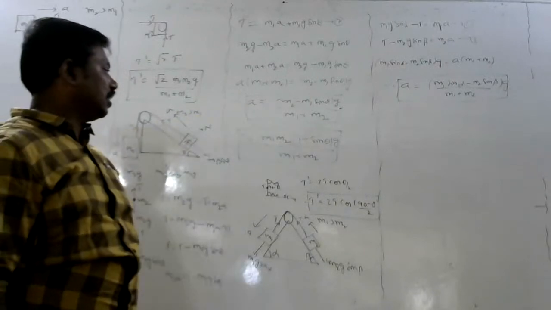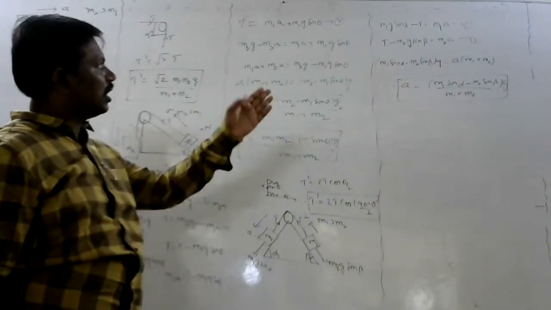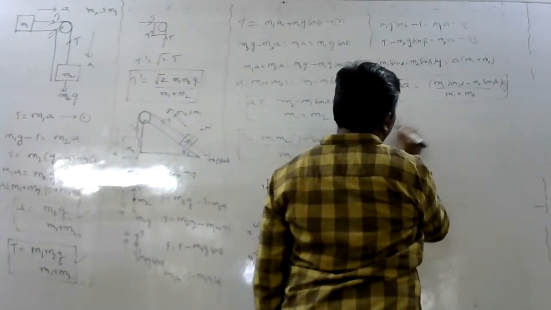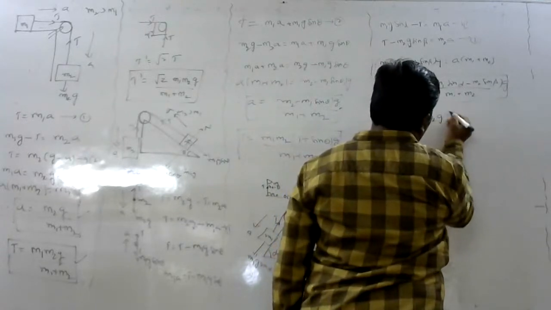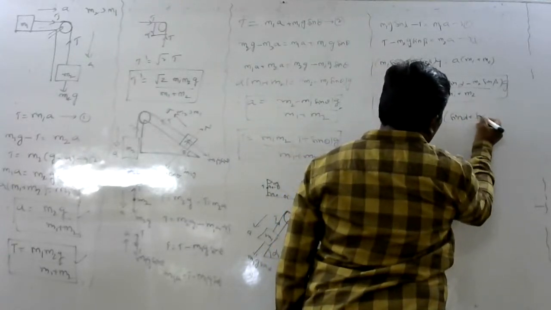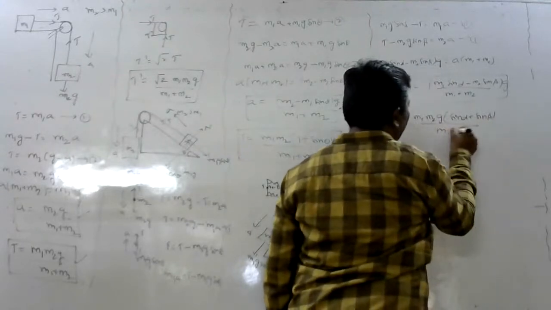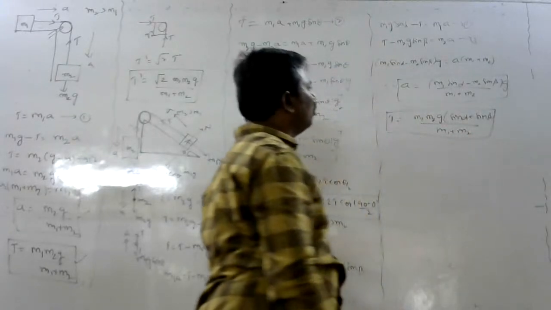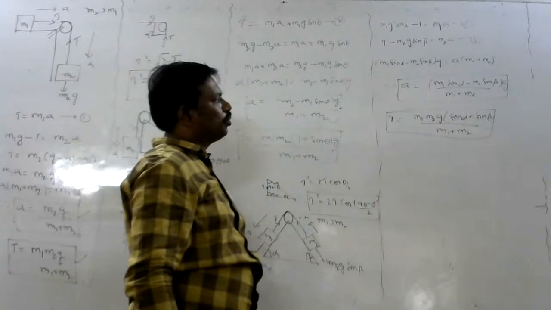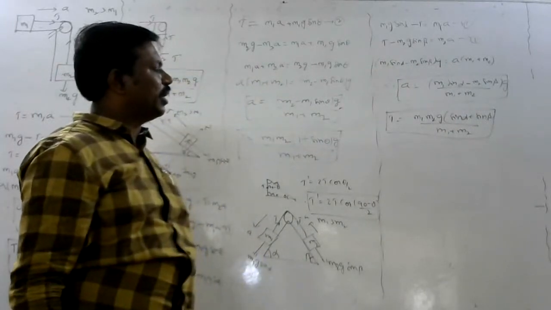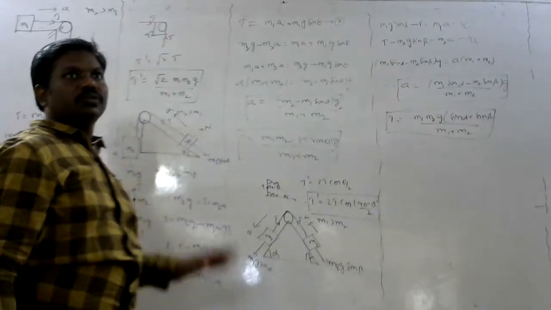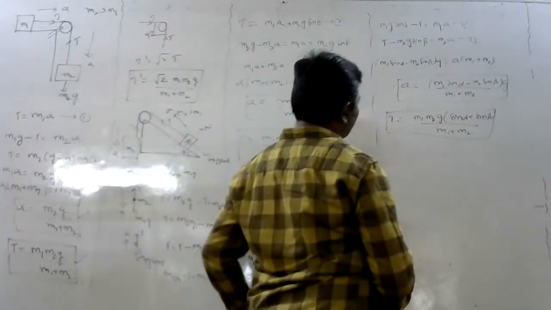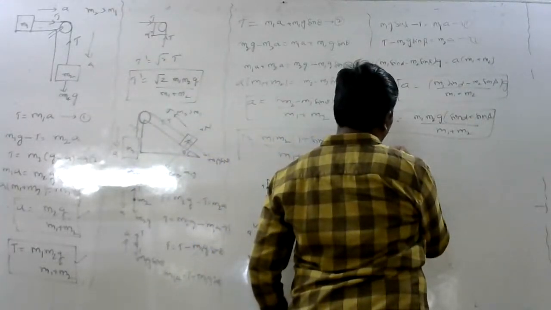And also, that acceleration substituted in equation 1 or 2, we get tension T is equal to M1 M2 g into (sin alpha plus sin beta) by (M1 plus M2). So these are the applications on pulleys. Here also we will try to solve one or two problems.